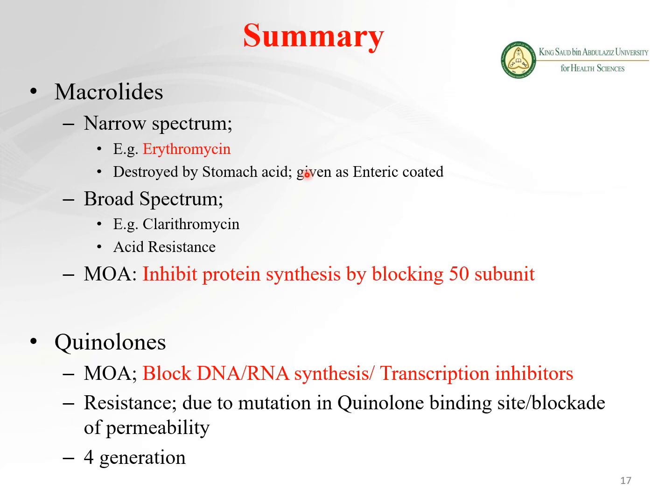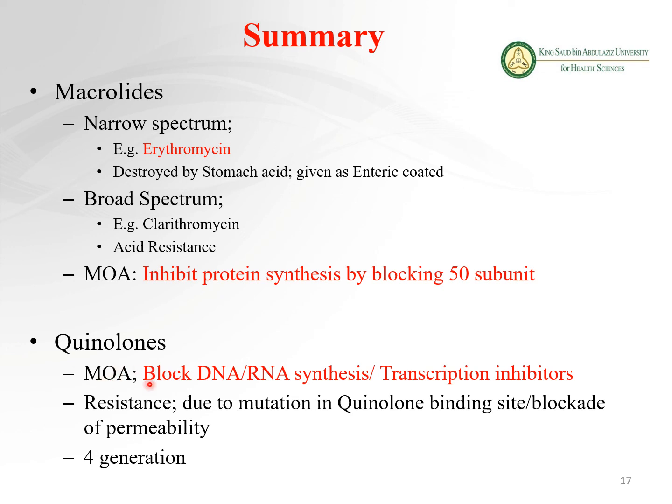So that's all about the antibiotics. In this class, we have discussed the macrolides and the quinolones. Macrolides are basically divided into two main classes: narrow spectrum and broad spectrum. Erythromycin is a narrow spectrum, while all others, mostly clarithromycin and azithromycin, are broad spectrum antibiotics. Erythromycin is destroyed by the stomach acid, that's why it is given enteric coated, while the broad spectrums are acid resistant. They inhibit the 50S unit of the bacterial ribosome.